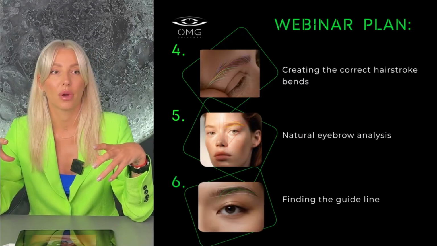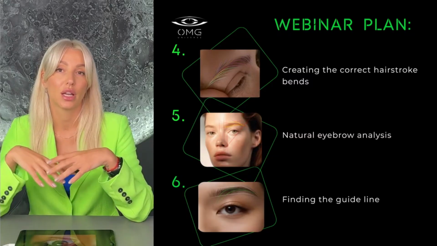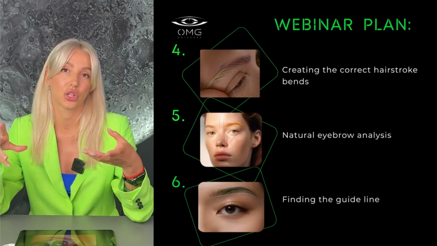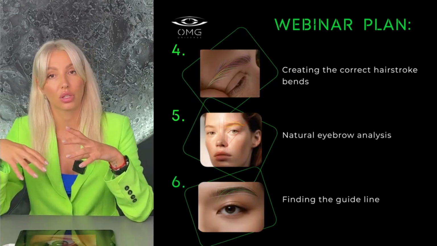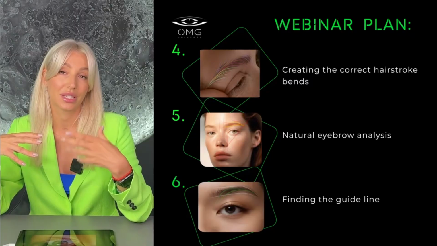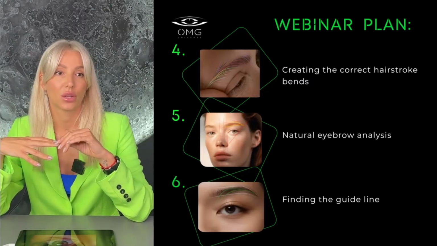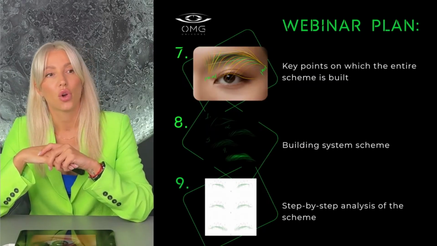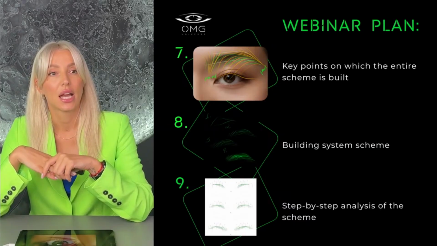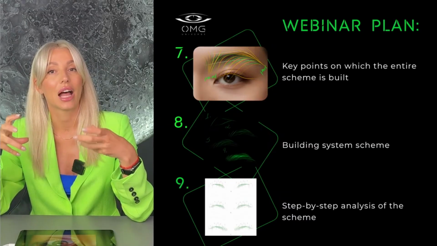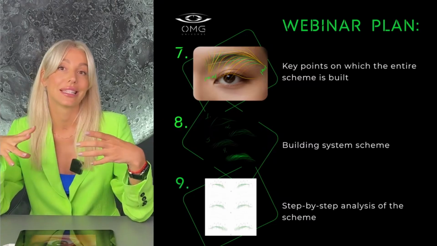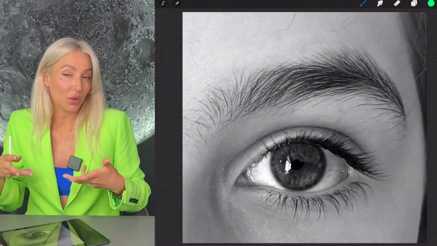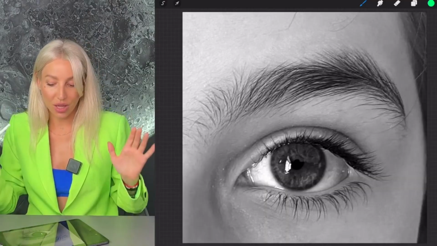We're gonna talk about the natural eyebrow analysis. We're gonna analyze several natural eyebrows, and I'm gonna show you what you need to pay attention to while choosing the pattern, the scheme to draw. Sixth, we're gonna talk about how to find the guideline. The seventh topic will be about the key points, which actually gonna help you to create the whole scheme. So what we need to see when we look at the natural eyebrows.